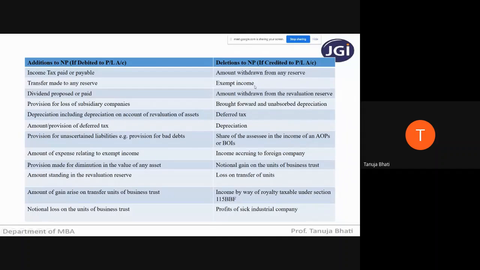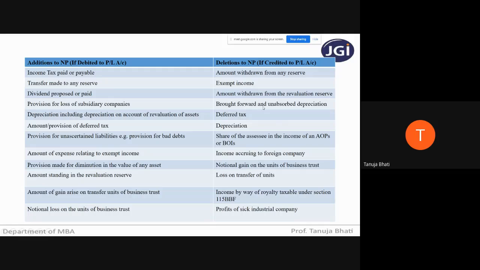Exempt income. Again, the income which is covered under section 10, 11, 12, which we have seen in unit number 1. If they are credited to the P&L account, please reduce it from the net profit. Next, amount withdrawn from the revaluation reserve. If this has been credited to the P&L account, to the extent that it does not exceed the amount of depreciation on revaluation of the asset, this you all will understand better when we solve the problems. So if it is credited to the P&L account, then reduce it from the net profit.